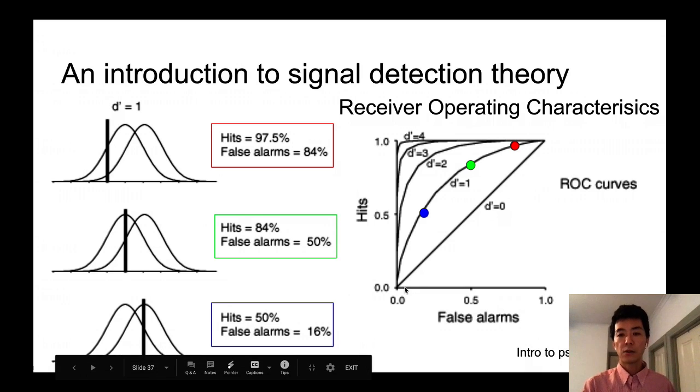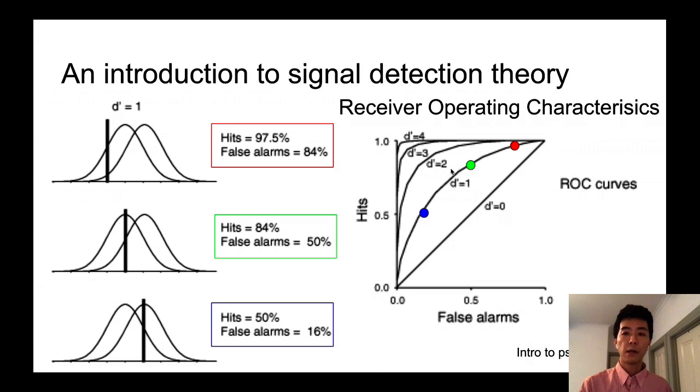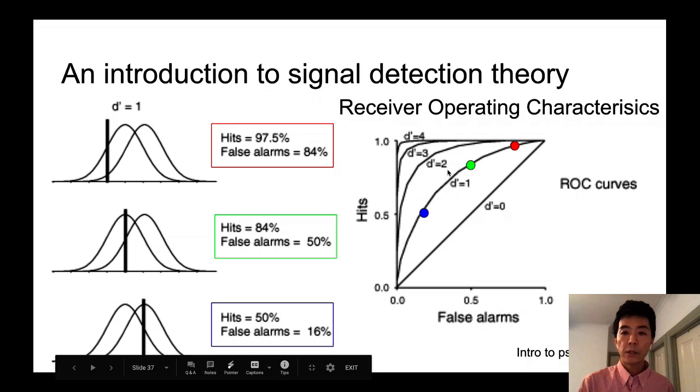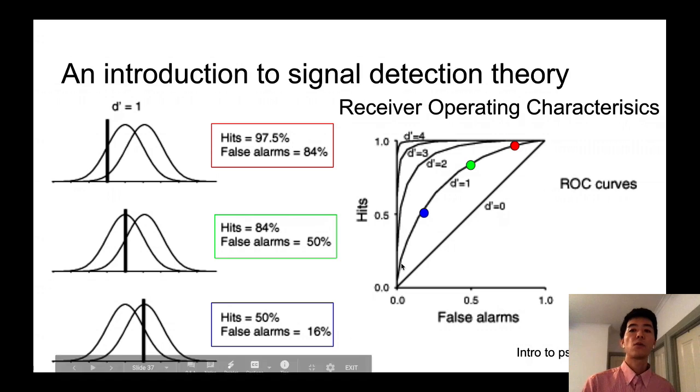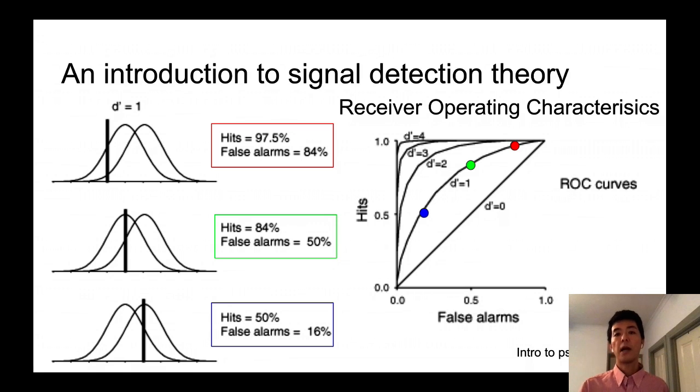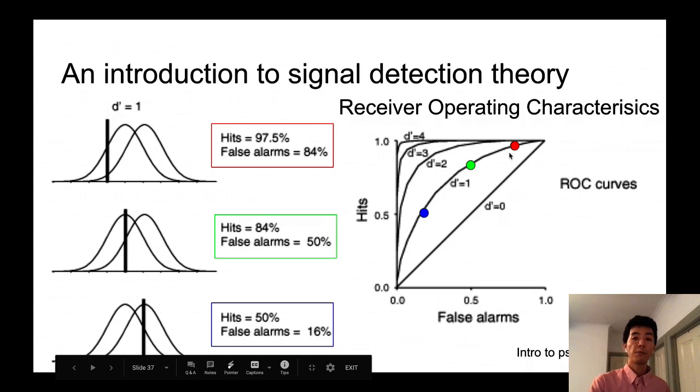And then notice that these three dots are aligning on one particular curve. This one particular curve is called the d prime of one curve. Along this line, your percentage of hits and false alarms changes. However, d prime sensitivity does not change. And sensitivity or discriminability, d prime, is now separated from the criterion.